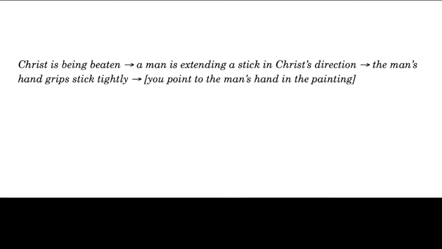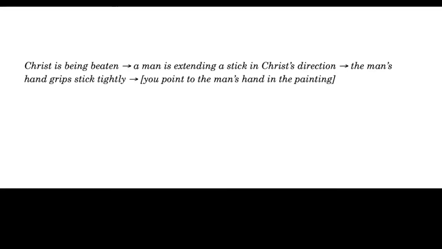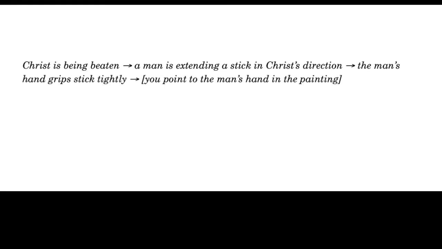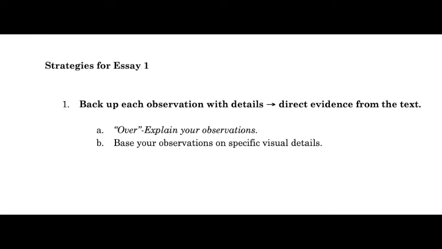So what I mean by over-explaining your observations is going most of the way or all the way down from the observation chain down to these specific details, or if you want to think about it the other way, building all the way up from the very specific details in the painting to the observation. Because we have a tendency to under-explain, and because we have to base our observations on very direct evidence in this kind of essay, you need to do more explaining and more connecting of those things one to another than you might expect. So that's the first strategy.